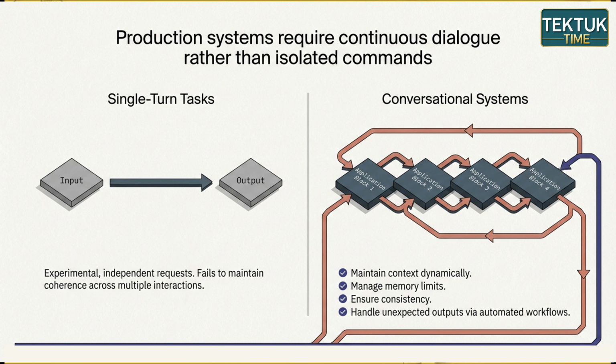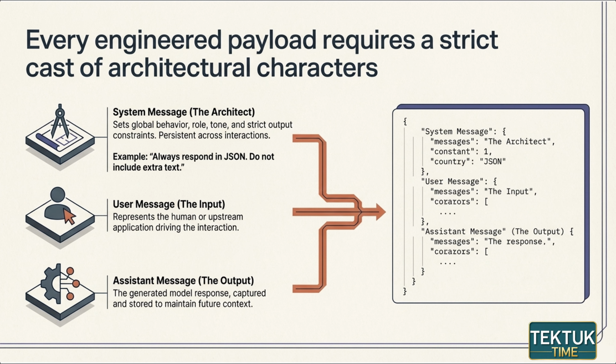This is the human, or maybe an upstream app, driving the interaction with raw data. And third is the assistant message, the output. This is the model's response that you absolutely must capture, save, and inject back into the next prompt to maintain future context. So let's look at how this actually maps to code. Every engineered payload requires these specific characters to be mapped to a strict JSON structure, which, if you aren't familiar, is just a standard text-based format we use for representing structured data.